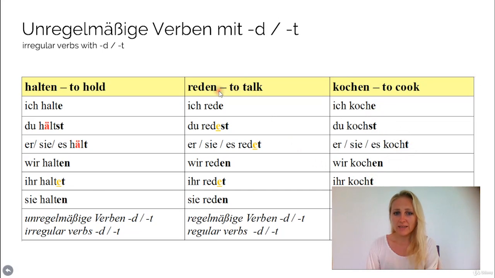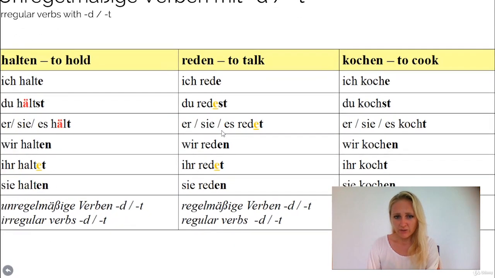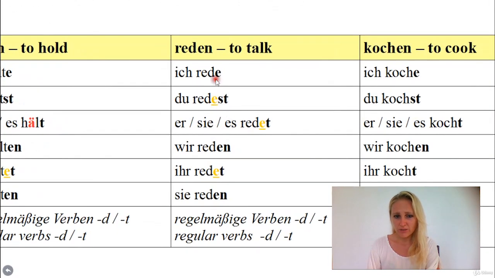Then we have reden. Reden means to talk. It ends with a D at its verb stem. It has a D at the end. So in those cases, as you see here, you have to add an extra E. So it's ich rede, du redest, sie, es redet, wir reden, ihr redet und sie reden.